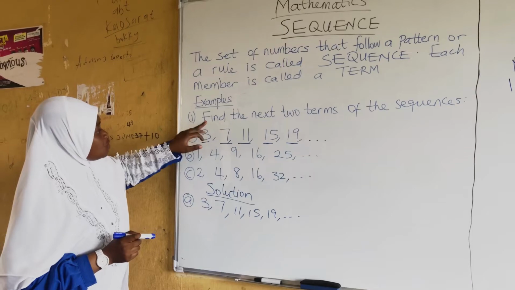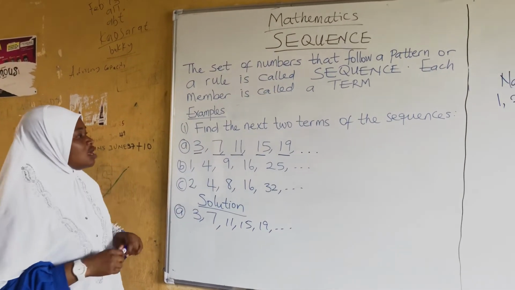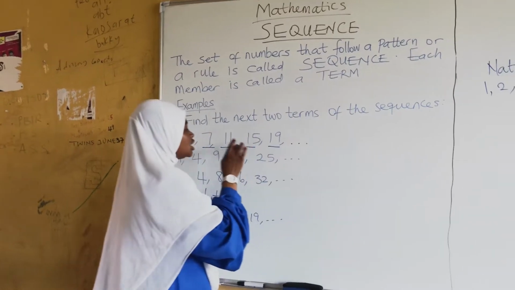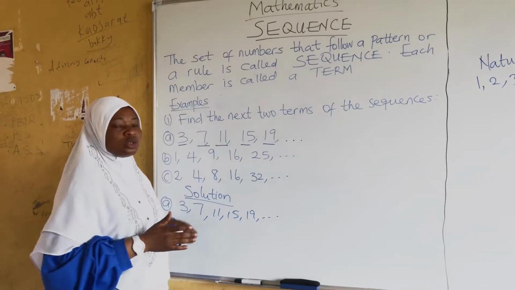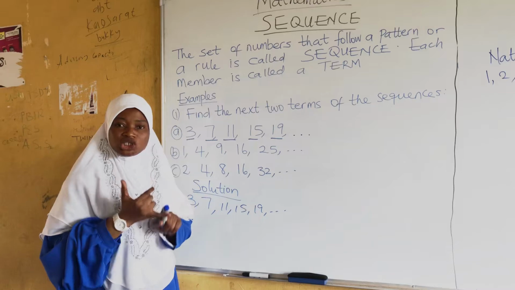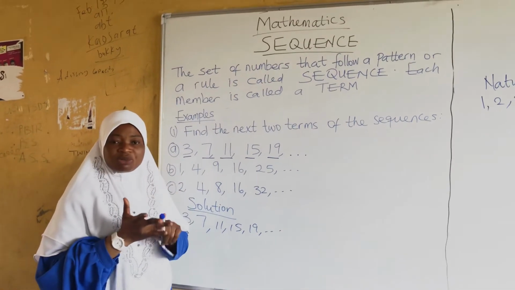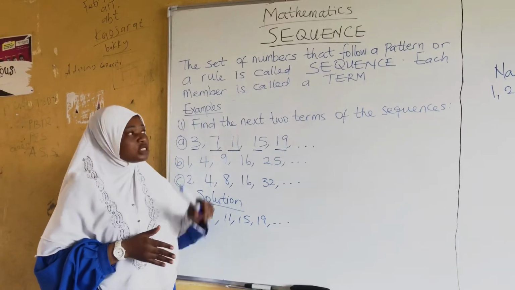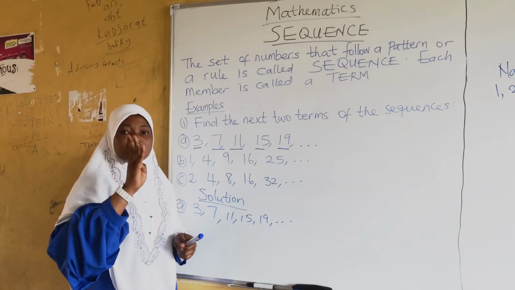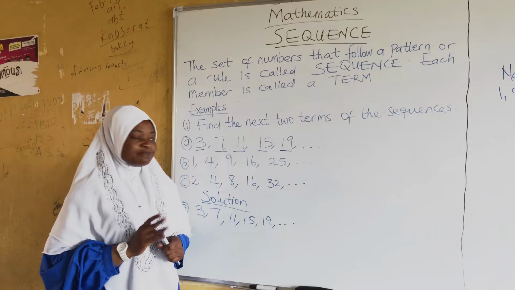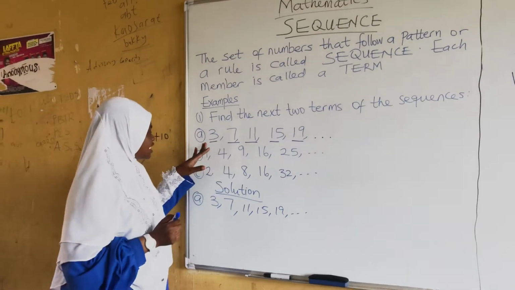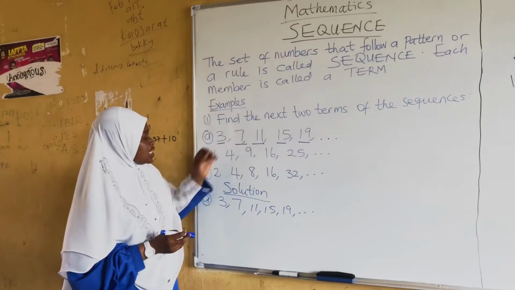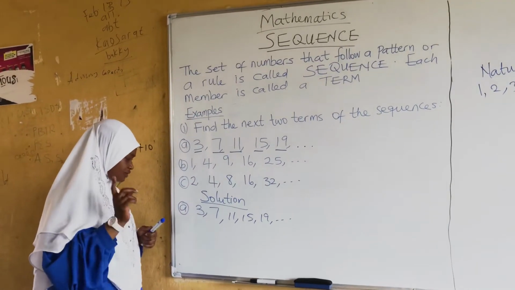From this example, we said that we should find the next two terms. For us to find the next term, we must know the rule that connects them together. Those rules can be addition, subtraction, multiplication or division. Those rules are very important. So if you want to find the next term here, what connects them together? That is what you must first find.